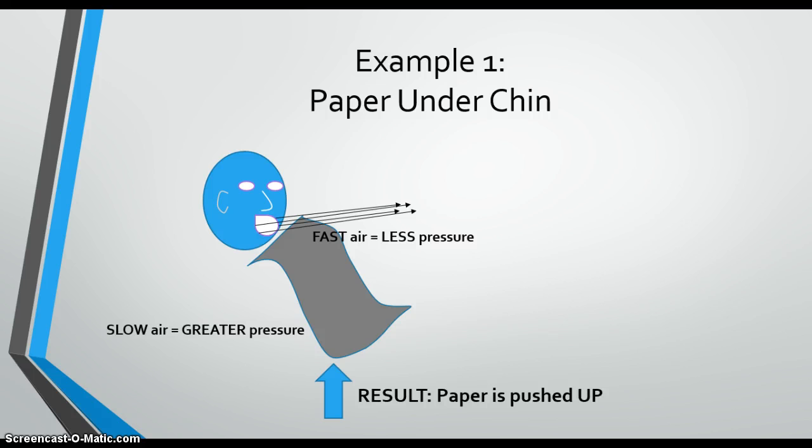So when you blow across the top of the paper, you're creating fast air, which means it has less pressure. Underneath is slow air, and slow air has greater pressure. That greater pressure is going to push that paper up.